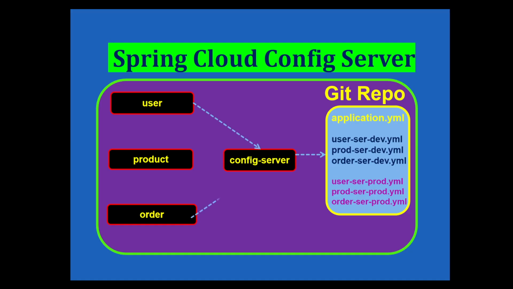Now on startup, all these client microservices will request the config server, and the config server will fetch the respective details from the Git repository and send them back to the client microservices over HTTP protocol. This is how Spring Cloud config server works.